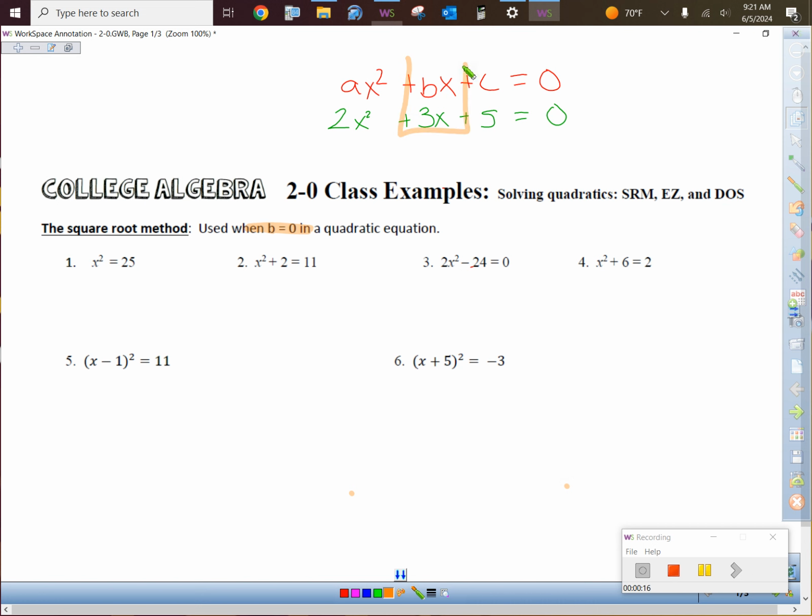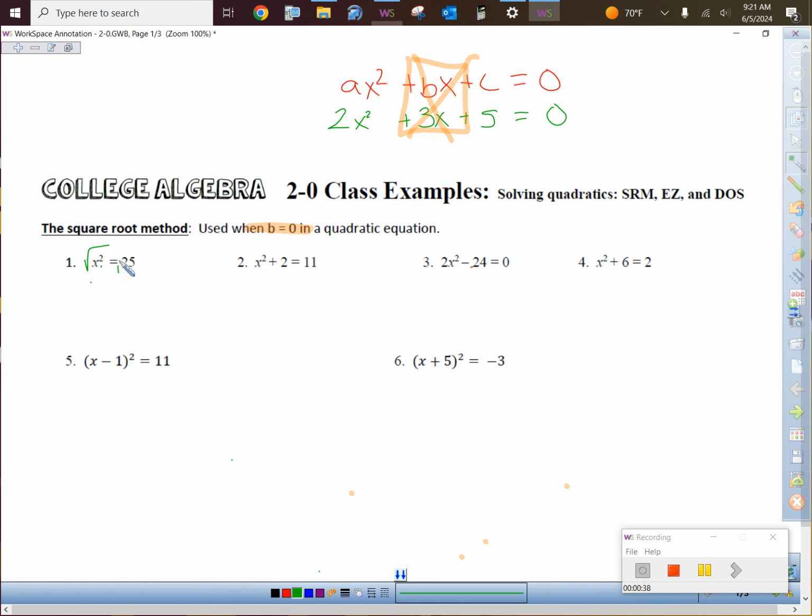So like here, a, b, and c are numbers. If b equals 0, that means that that term doesn't even exist. You can see in these equations down here, that's a great situation. So we're going to do the square root method. And the idea is to get x squared all by himself on one side of the equal sign. In this first equation, x squared is all by himself. So the way you can get rid of it is to square root both sides.